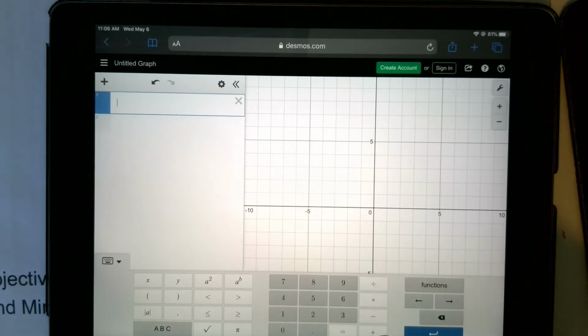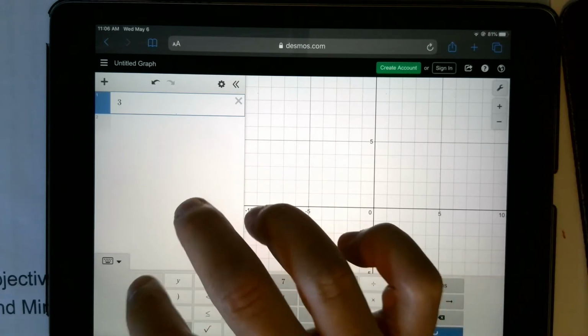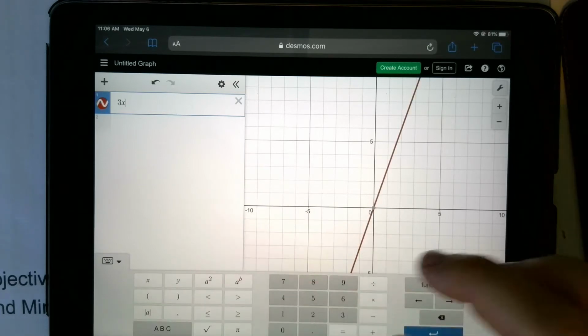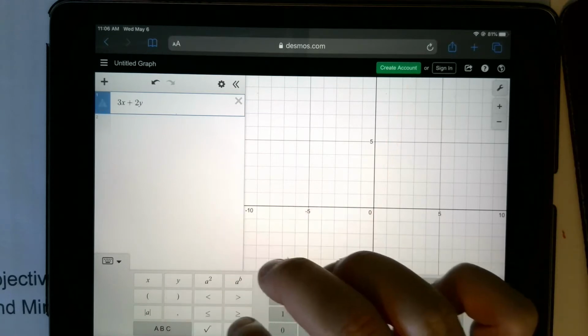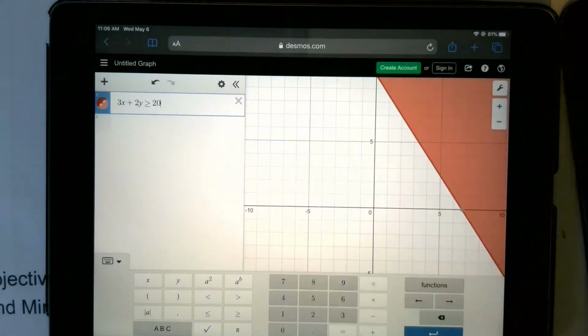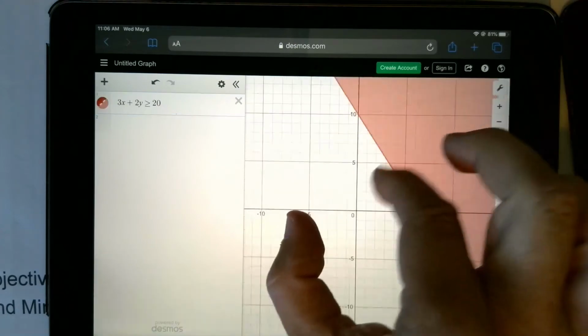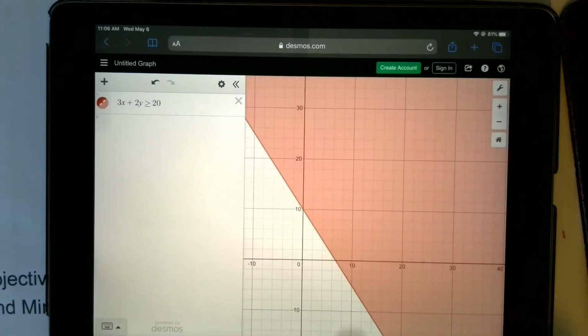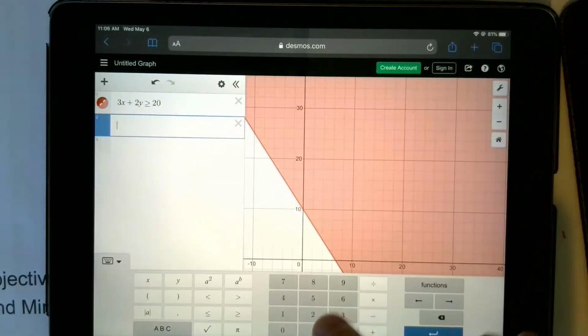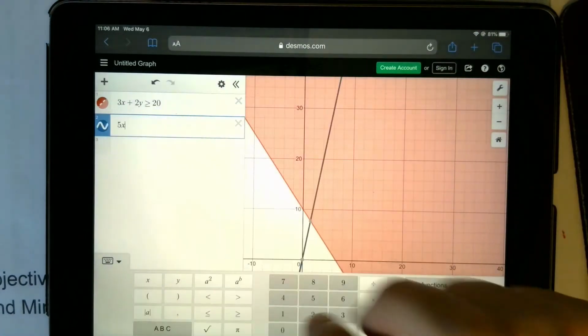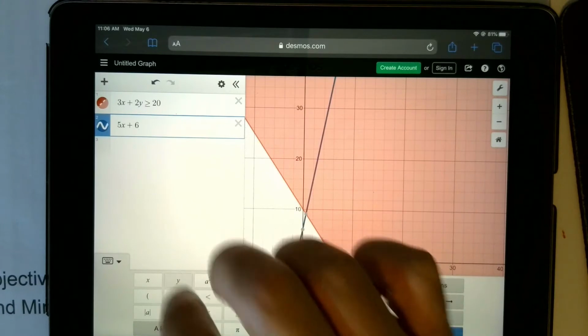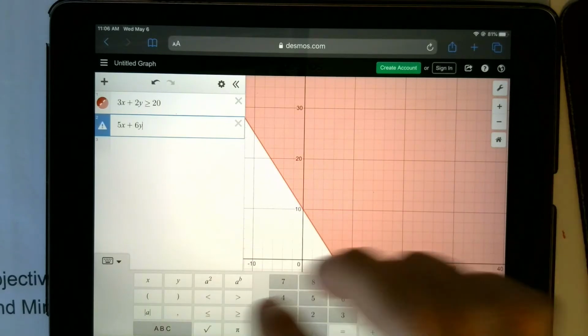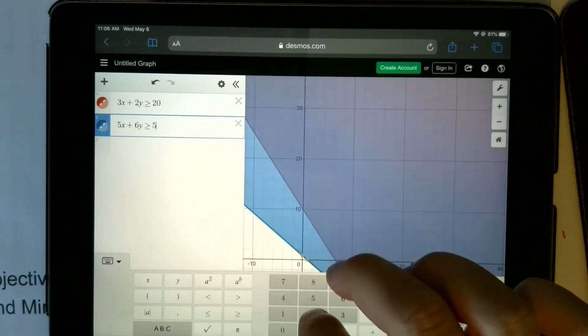So my first one is 3x plus 2y is greater than or equal to 20. And you can see on my graph right here that I've already shown that this is a half plane, just like what we've done on our other problems. So go ahead and give yourself a new line, and 5x plus 6y is greater than or equal to 52.